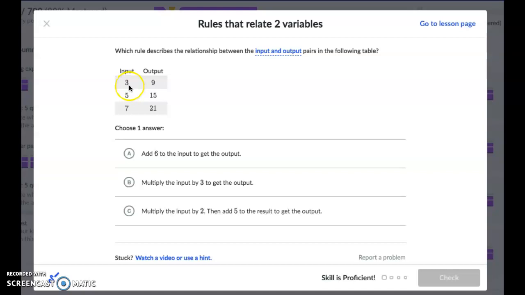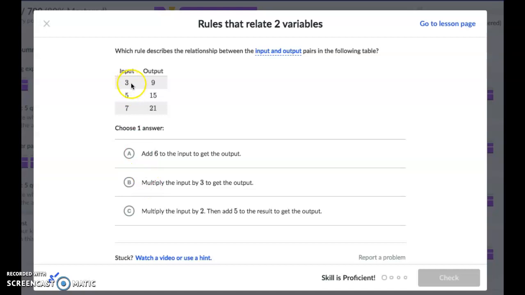So input 3, and then the output is 9. Input is 5, the output is 15. The input is 7, the output is 21. So add 6 to the input to get the output. So 3 plus 6 is 9. 5 plus 6 is not 15. So A cannot work.